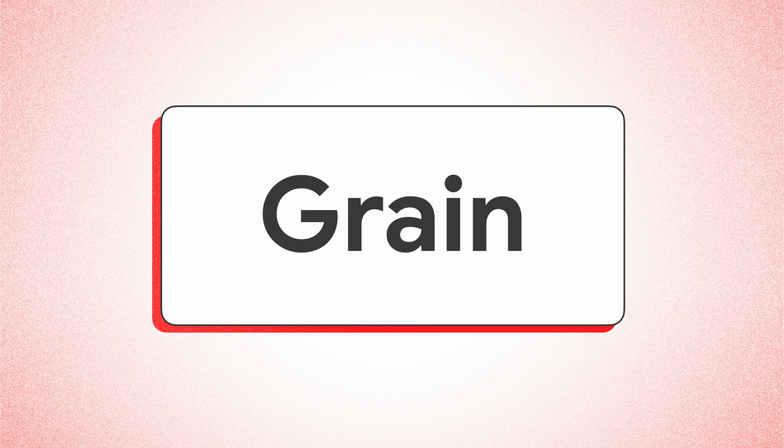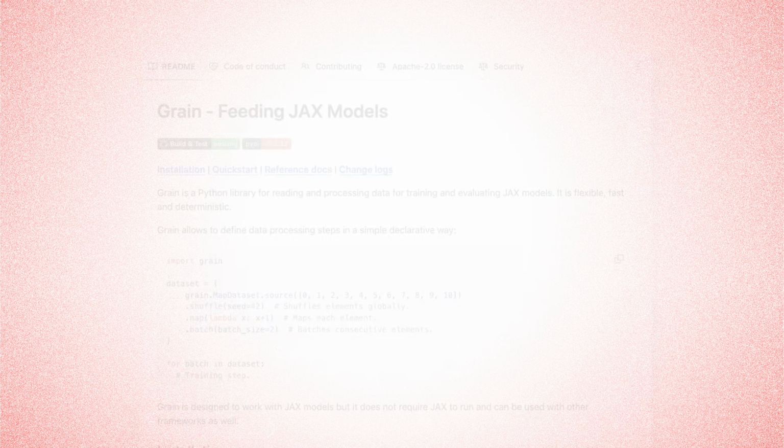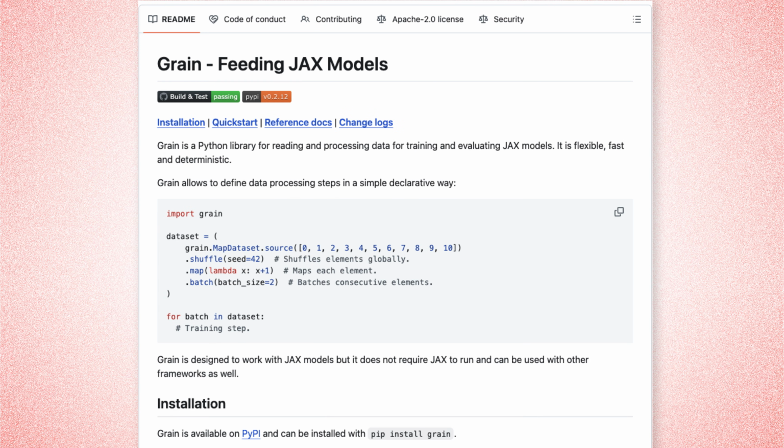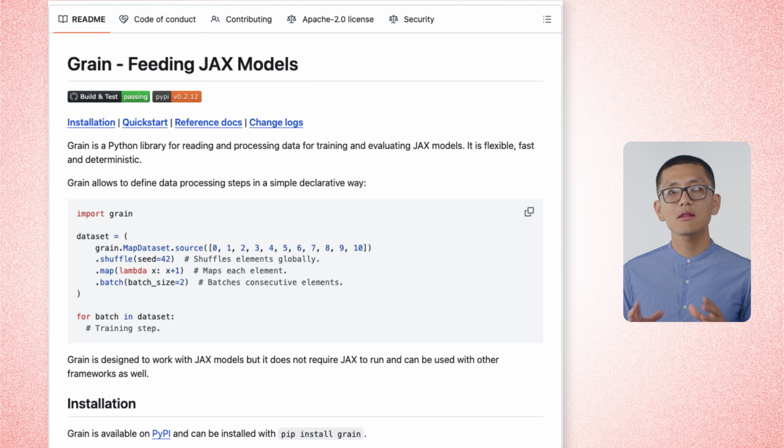So today, we're going to talk about Grain, a Python library designed for reading and processing data for machine learning training fast. While it's primarily optimized for JAX, its flexible design allows it to be used with other machine learning frameworks as well. Grain offers a declarative way to define and chain together data processing steps, simplifying the creation of complex input pipelines and abstracting away the complex parallel computation logic needed to make it all work.